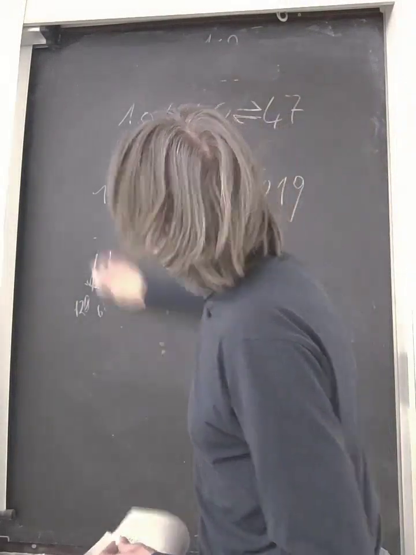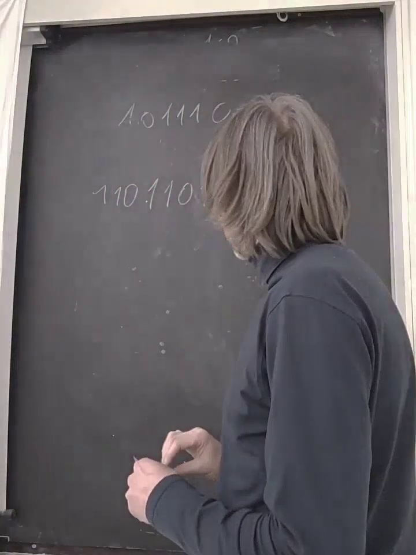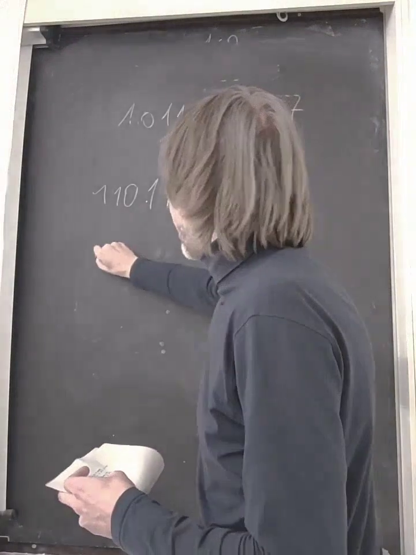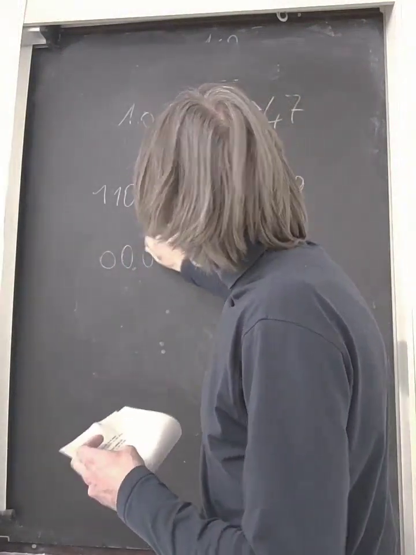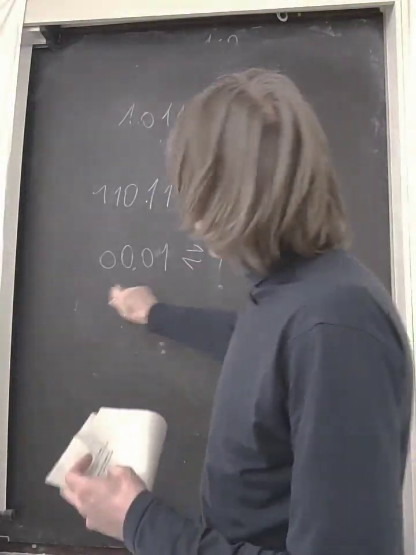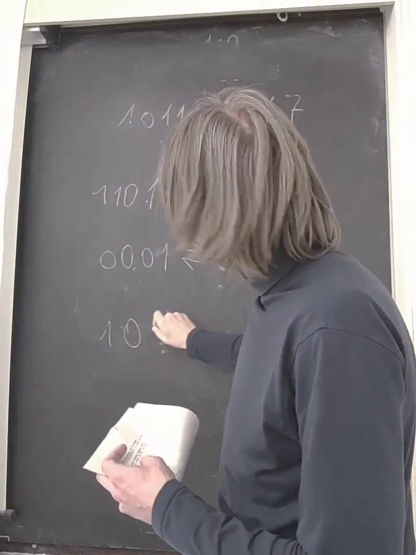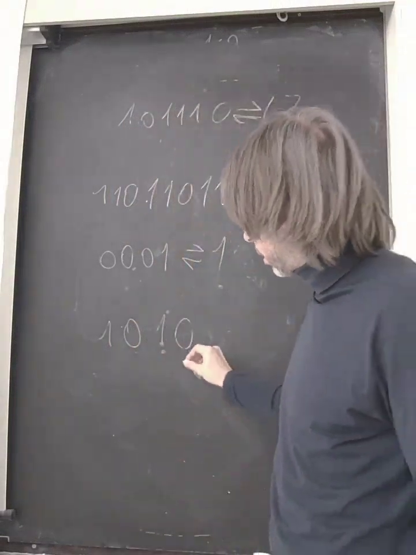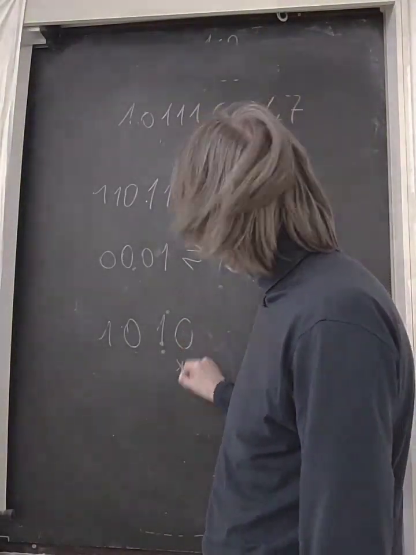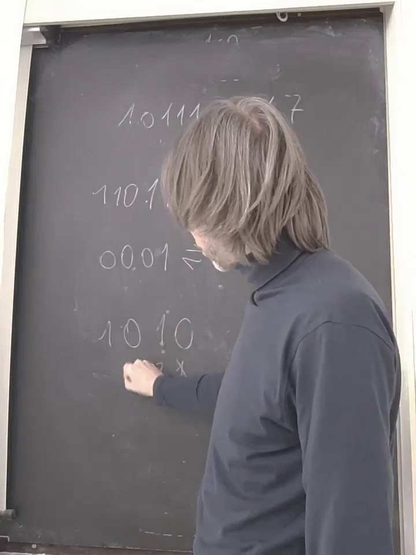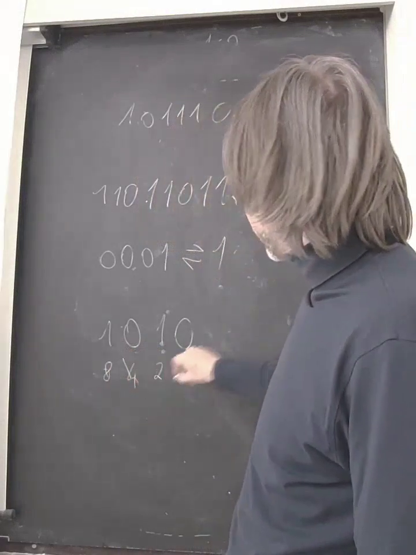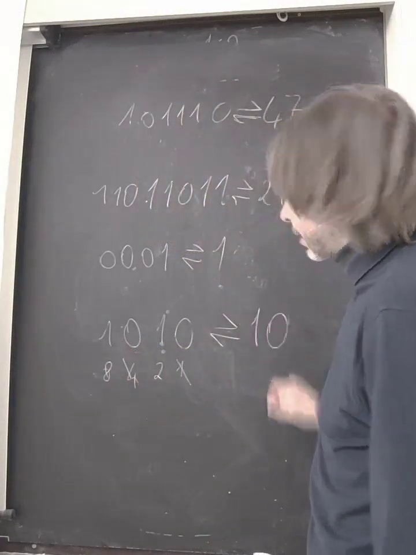Going faster, I don't need to draw an abacus. I can go faster. Okay, 0, 0, 0, 1 is just 1. But 1, 0, 1, 0, I directly put the values. So 1, but I don't have it. 2, 4, but I don't have any ball here. And 8. So in total, this number is 10 apples.